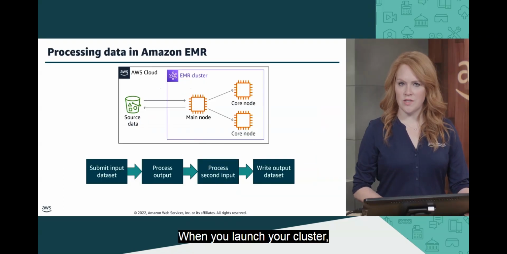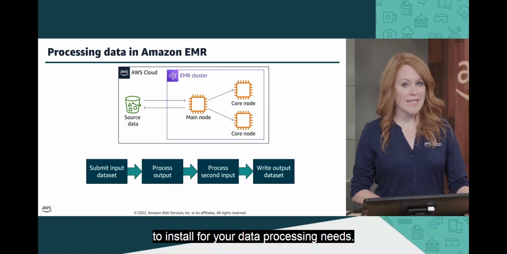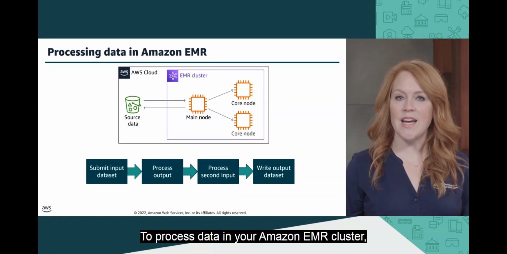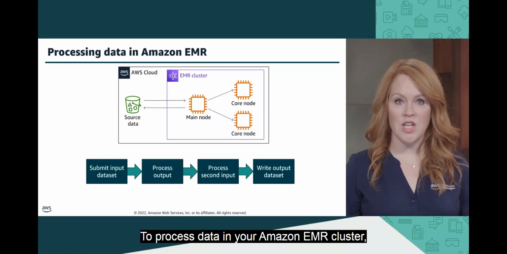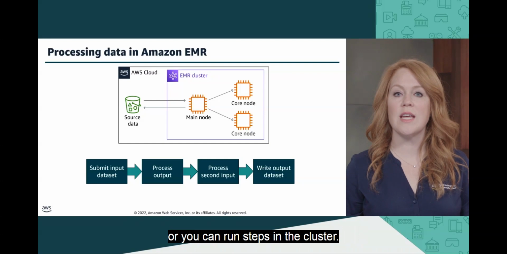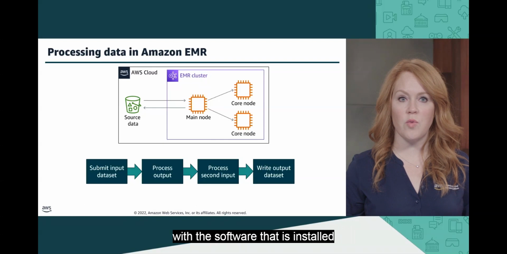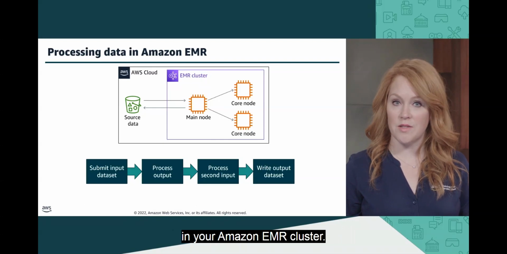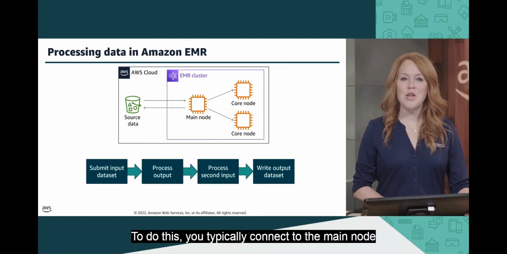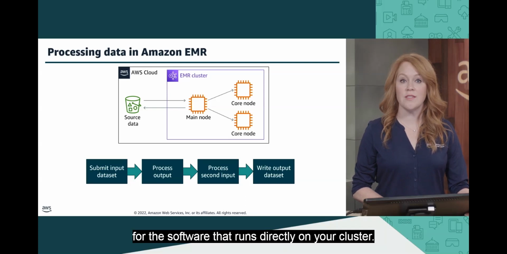When you launch your cluster, you choose the frameworks and applications to install for your data processing needs. To process data in your Amazon EMR cluster, you can submit jobs or queries directly to installed applications, or you can run steps in the cluster. You can submit jobs and interact directly with the software that is installed in your Amazon EMR cluster. To do this, you typically connect to the main node over a secure connection and access the interfaces and tools that are available for the software that runs directly on your cluster.